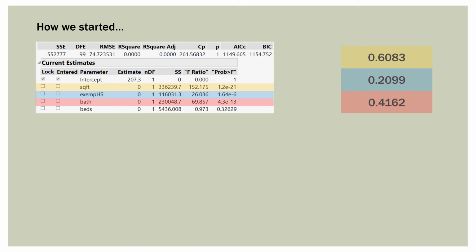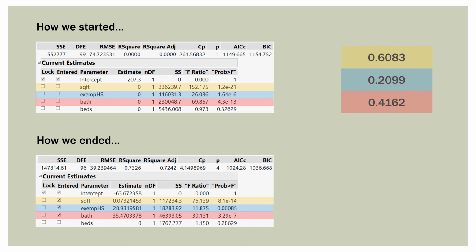If we ran univariate models, so each variable with the target variable on its own, remember we had an R square of 0.6083 for square footage, 0.2099 for exemplary high school, 0.4162 for number of bathrooms. That's on their own if it was a one-to-one relationship with the target variable. Now in the model, we ended here. Square footage was reduced to 0.2121. Exemplary high school was reduced way down to 0.0331. Number of bathrooms way down again to 0.0839.